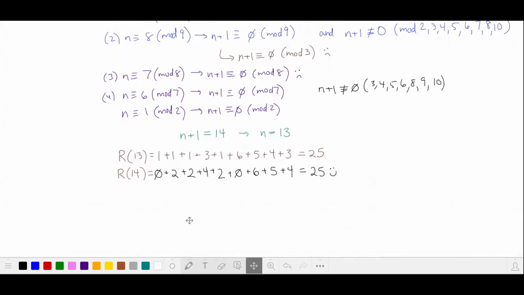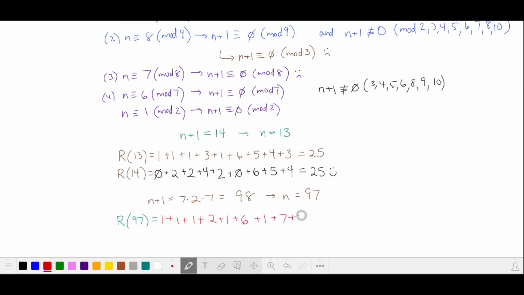Before we move on, let's see if there are any other multiples of 7 and 2 that also satisfy this. How about 7 times 2 times 7, or 98? This gives us n is equal to 97, and we'll calculate this remainder function again. Dividing by 2, 3, 4, 5, 6, 7, 8, 9, and 10, this adds up to 27.